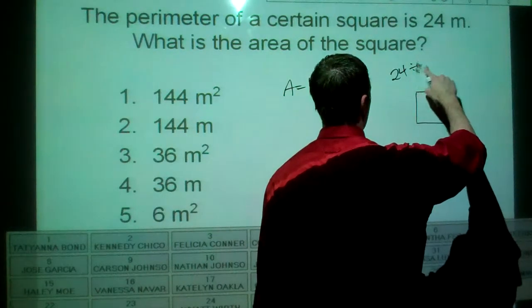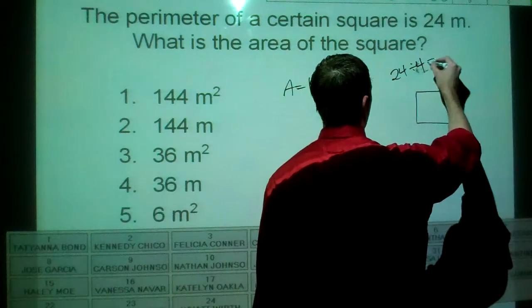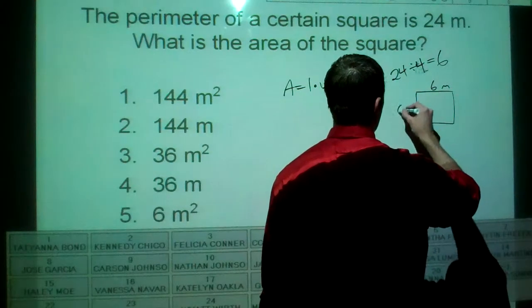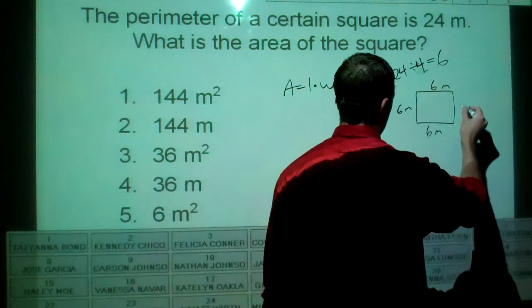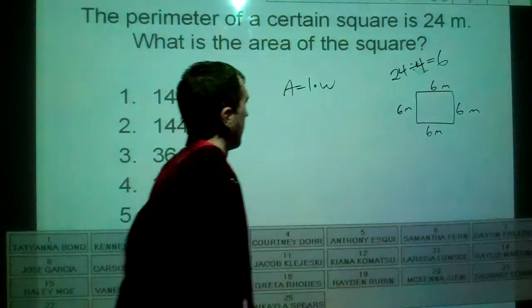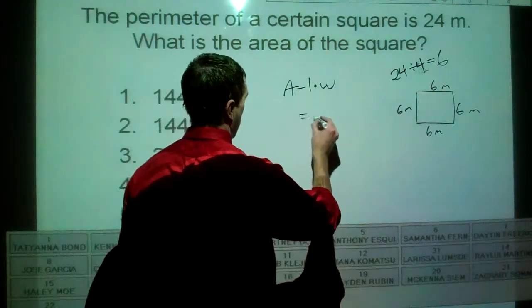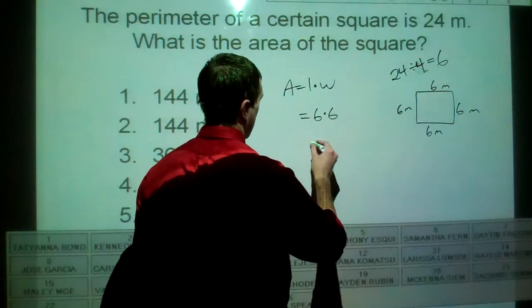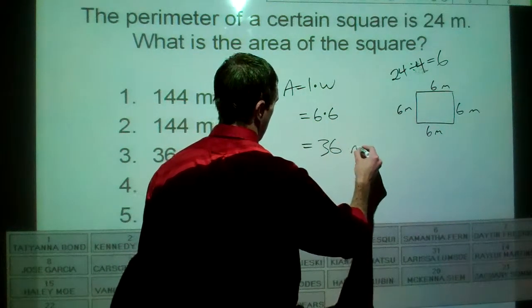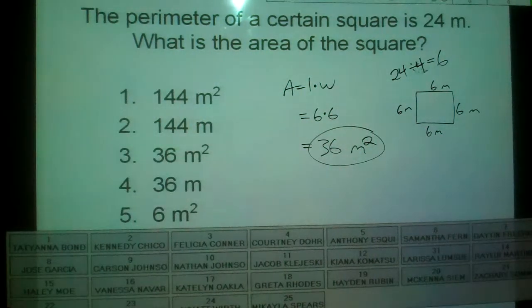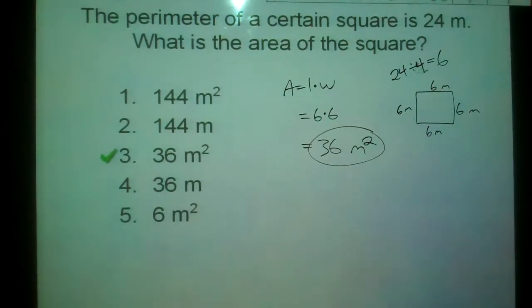Oops, jumping the gun there. Alright, 24 divided by 4 is 6. So we know that's 6 meters, 6 meters, 6 meters, 6 meters. And length times width, or side times side, side squared, this will be 6 times 6, which is 36 meters squared. Since we are doing area there, we have to be in square units. So, should have got number 3 there, 36 meters squared. Alright?